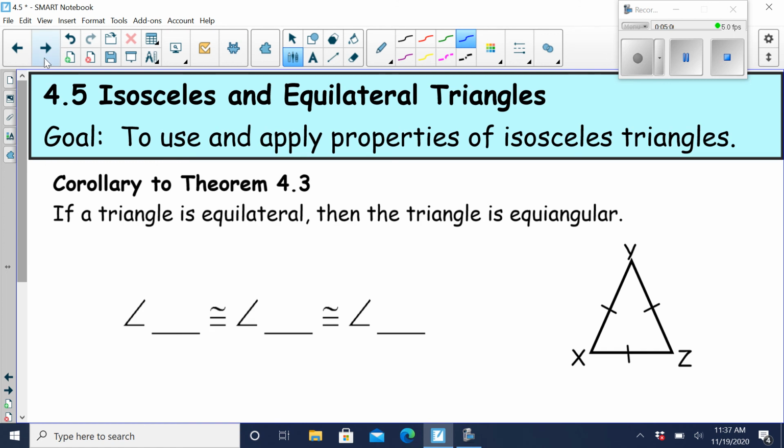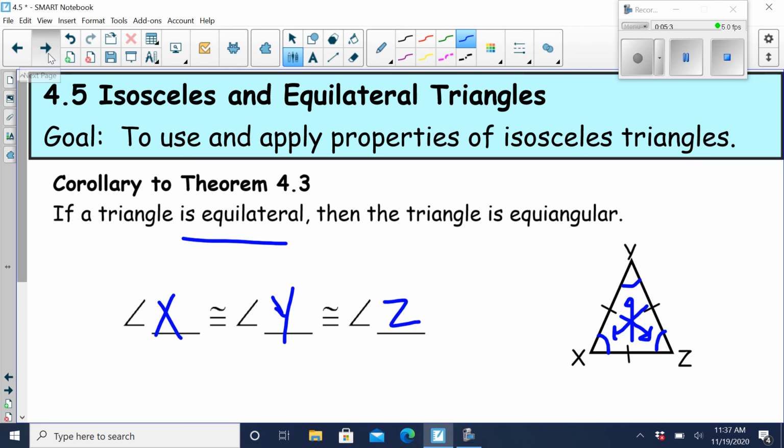Okay. A corollary to the theorem says if a triangle is equilateral, then it is also equiangular. Equilateral, once again, means that all three sides are the same. Now, if you think back to that isosceles triangle theorem, if I go across the triangle from these two sides, that means these two angles are congruent. But since I have a third side that's congruent, that means this angle here would have to be congruent as well. So we're going to say angle X would be congruent to angle Y, and it's also congruent to angle Z. They're all the same.